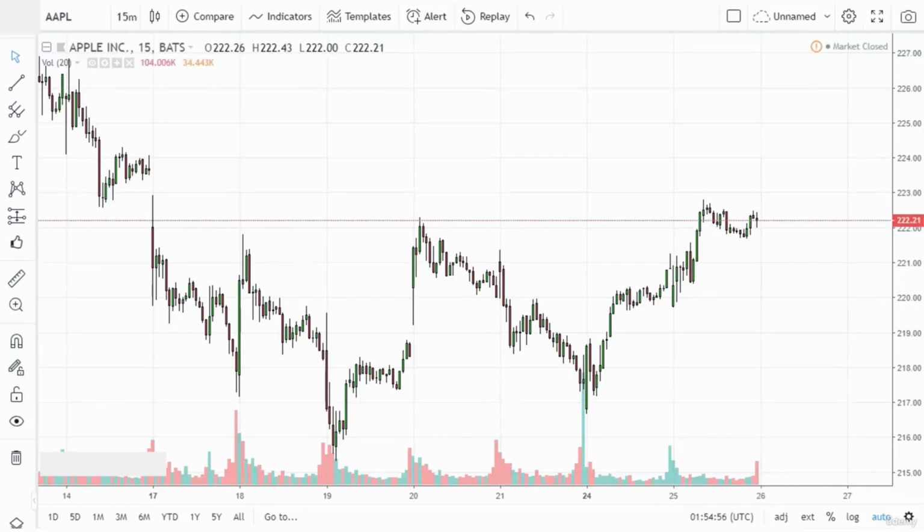So, as a quick example, before we cut out of this, you can see that there's a gap there. And when you blow through gaps, typically there's a lot of selling pressure there.